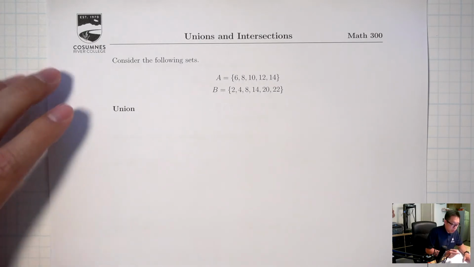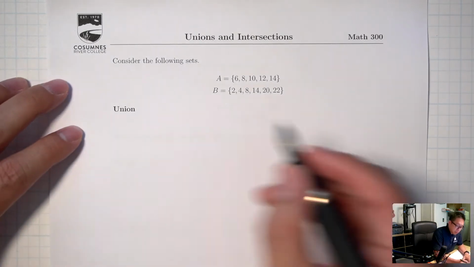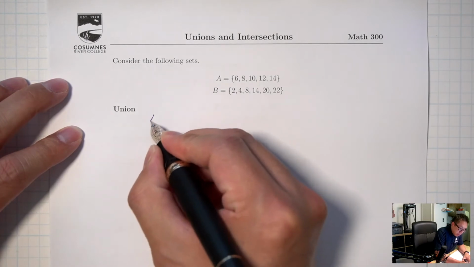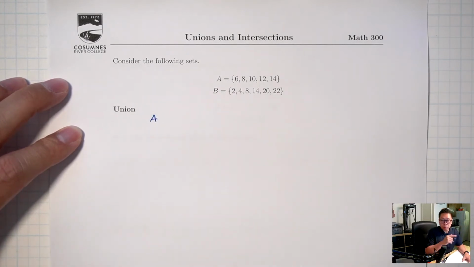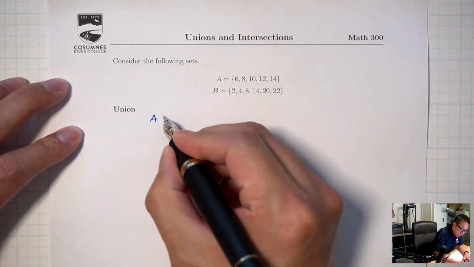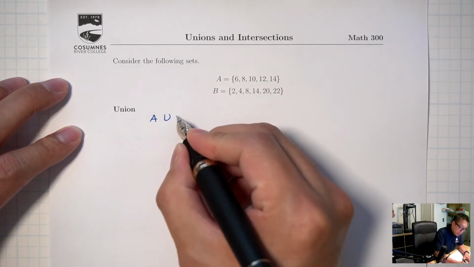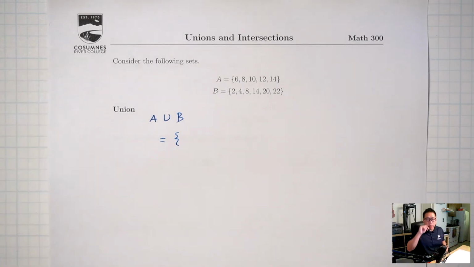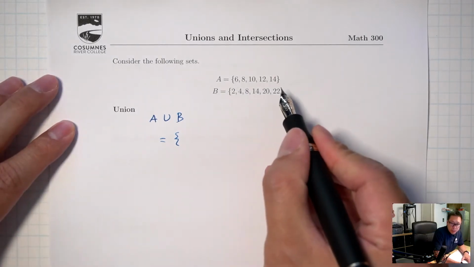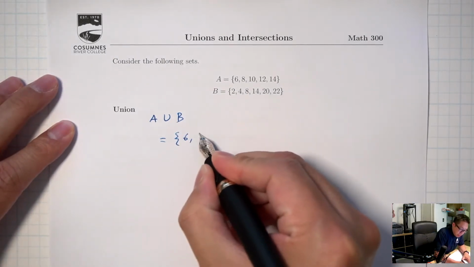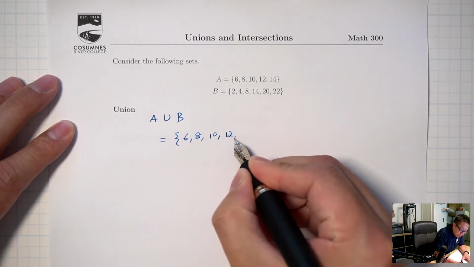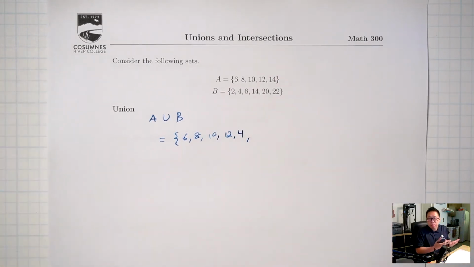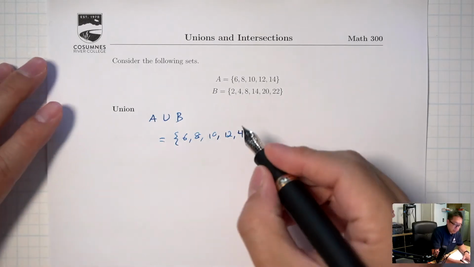So notation wise, the way you write this out is the first set, which is A, union, the symbol for union is going to be a U, and then the second set, which is B. There's a couple different ways you can write out the union. One way, which I don't recommend, so don't write this part down, is just write out every element of the first set, and then just add on all the elements of the second set.